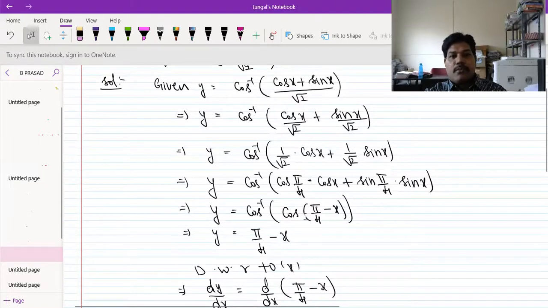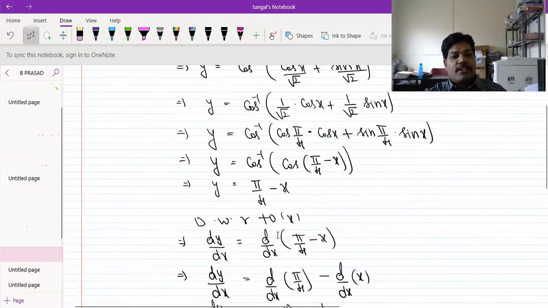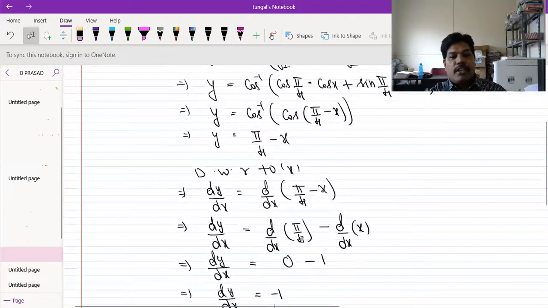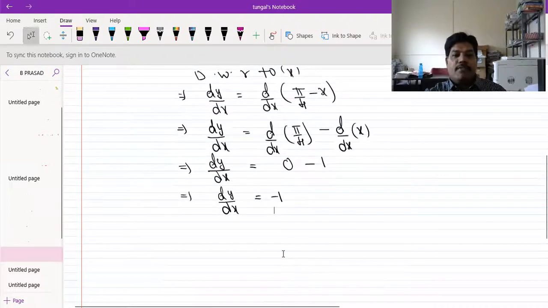So cos inverse will be cancelled. The y value will become pi by 4 minus x. Just differentiate with respect to x: dy by dx, the derivative of pi by 4 is 0 and the derivative of x is 1. So automatically dy by dx value will become -1. Okay, so see that question, students, and practice that question.